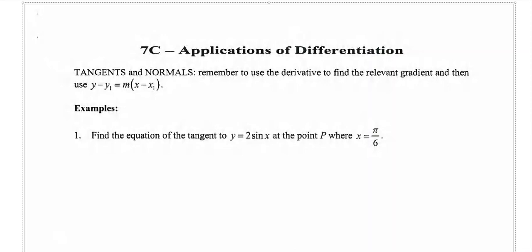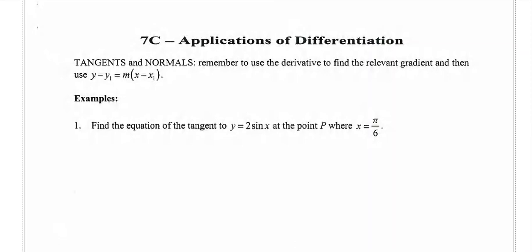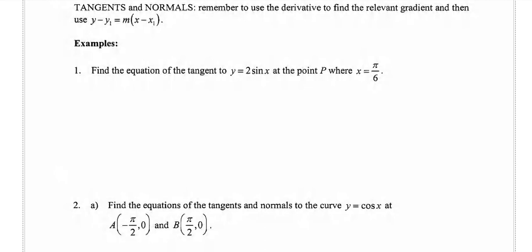So straight into examples. Number 1, find the equation of the tangent to the curve y equals 2 sine x at the point P where x is equal to pi over 6. Because we're trying to find the equation of a tangent, I need a derivative. So we're looking on our study sheets, and I want to differentiate 2 sine x. What do I get? Well, the 2 is just sitting at the front. So how do I differentiate the sine x part? It becomes cos x, correct?